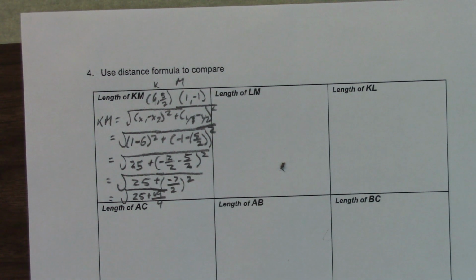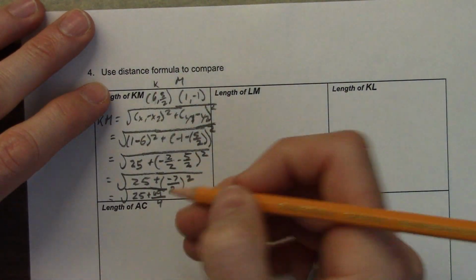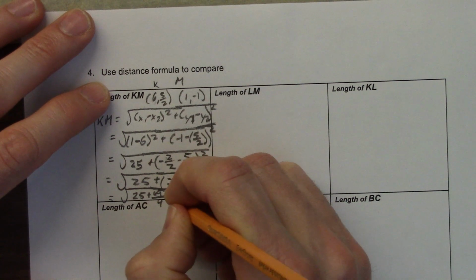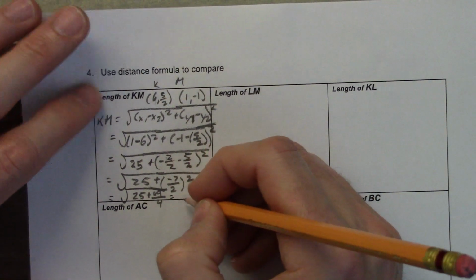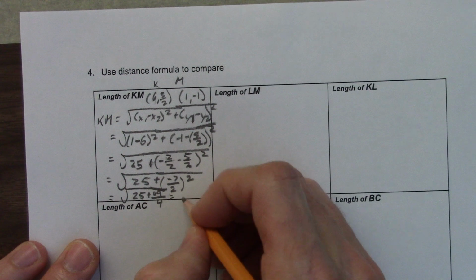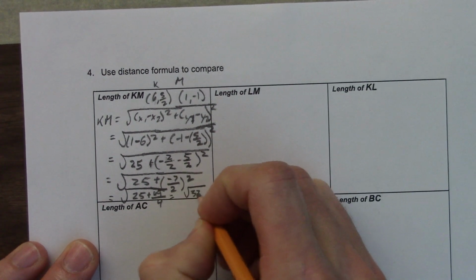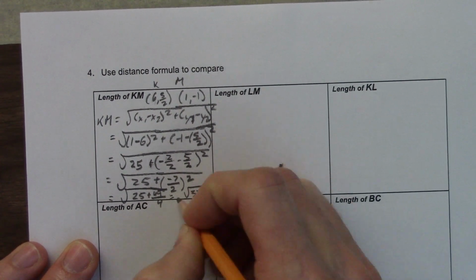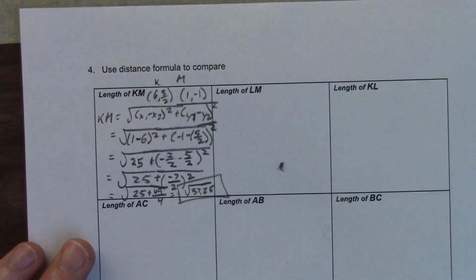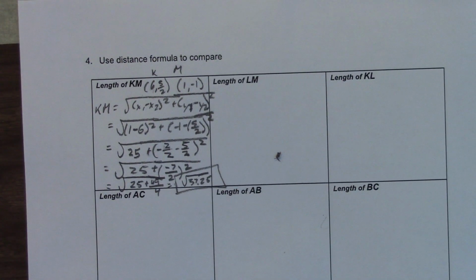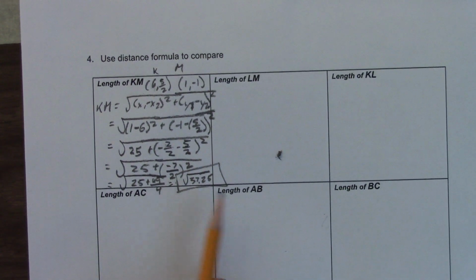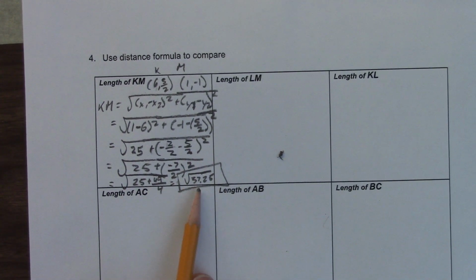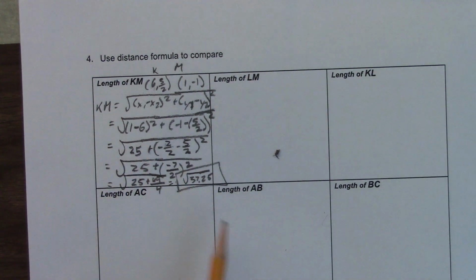What's 49 divided by 4? Is it 12.25 maybe? Yeah. 12.25? Okay, so 12.25 plus 25 is 37.25. Square root of 37.25. Now you guys could have done this on your calculator and gone to decimals right away if it was easier. I'm just trying to do it in my head. I don't have a calculator in front of me, so I'm using fractions and square roots. So that is my length of KM.